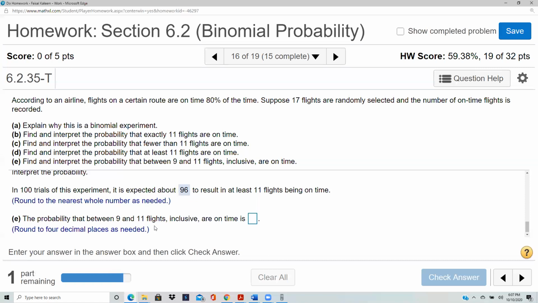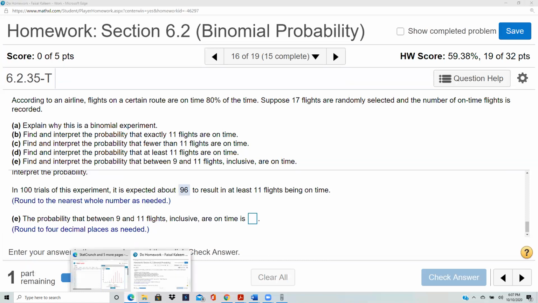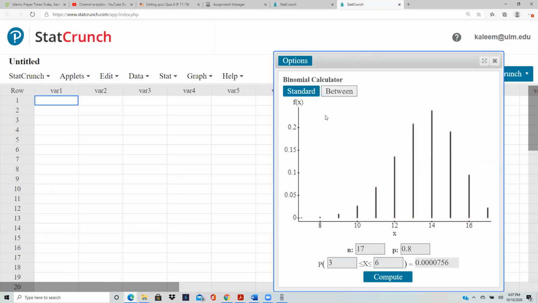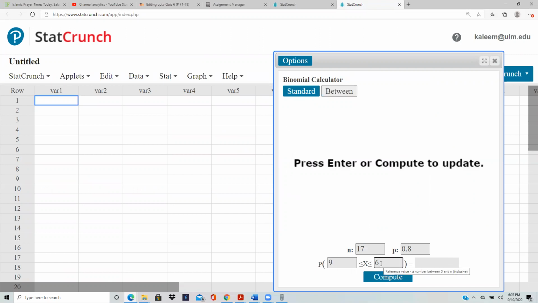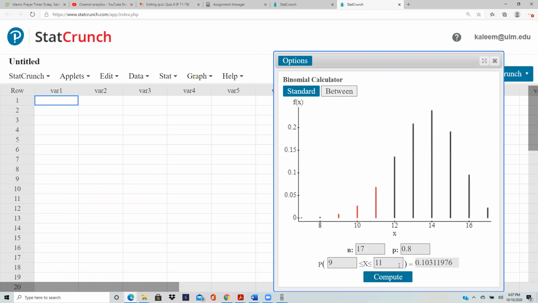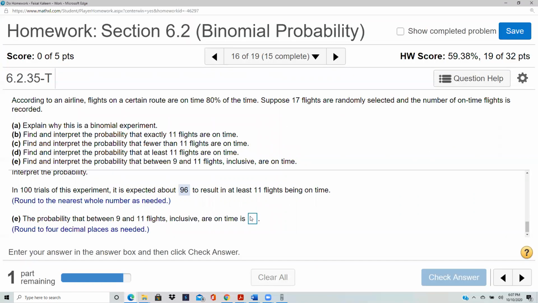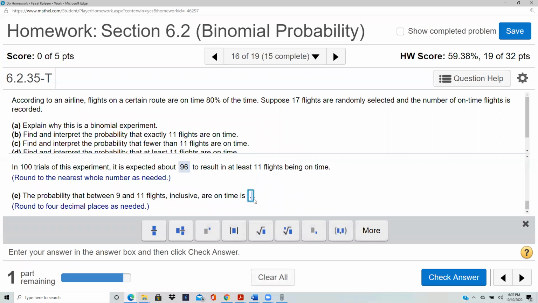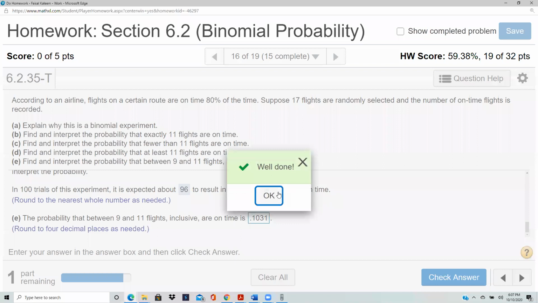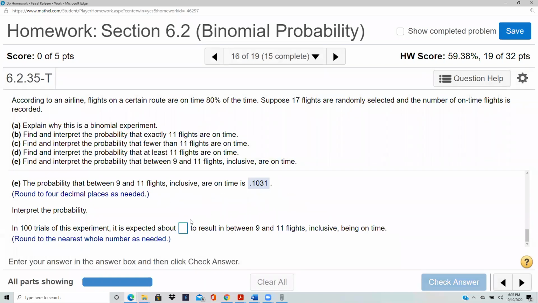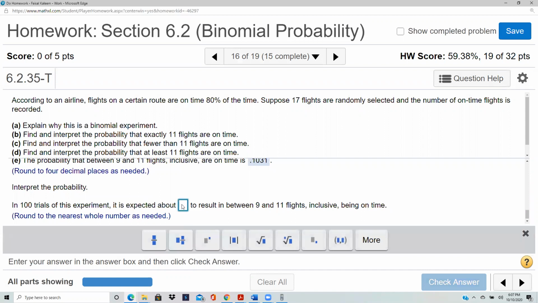Between 9 and 11 flights inclusive. So there was also a between button there. So you do between 9 and 11 inclusive. So 9 and 11. 0.1031. Times 100, so 10.31 is 10.